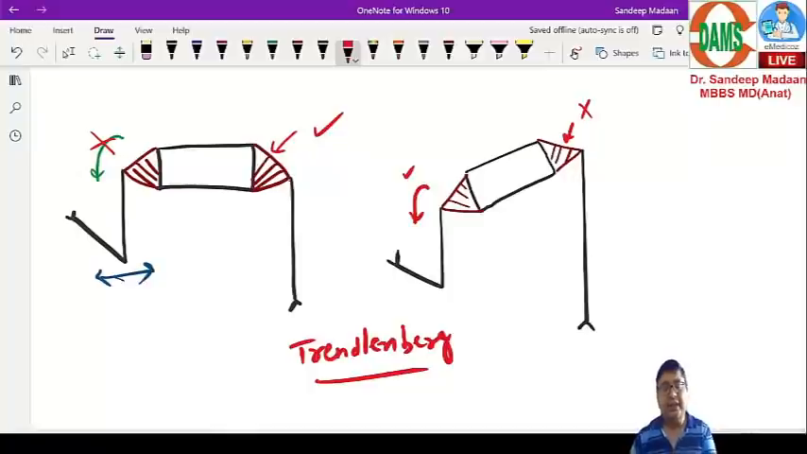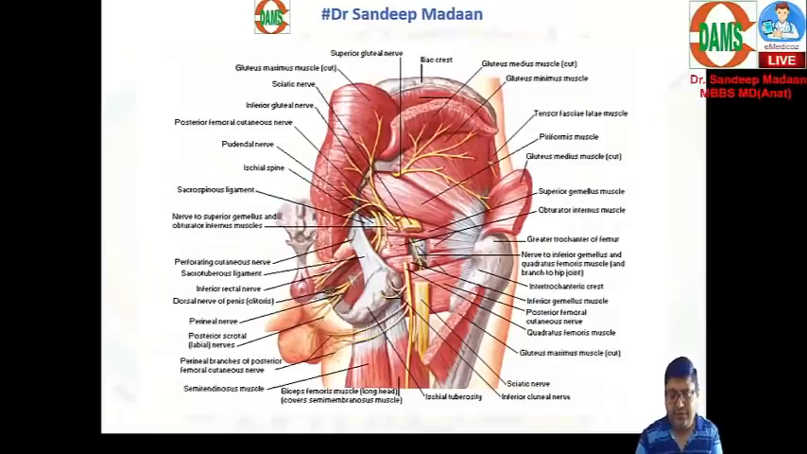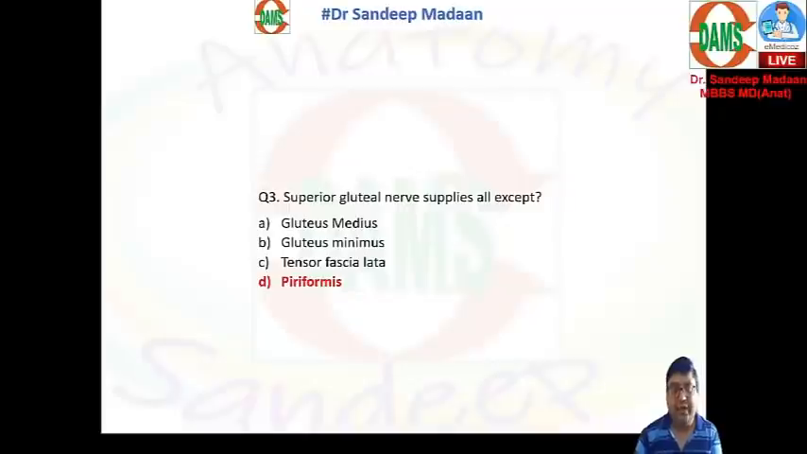In this part, the gaits are also important. If it is a unilateral gait, it is lurching, but if it is a bilateral gait, it is waddling. Okay, so this is all about this anatomy. And now we have already discussed, the answer was piriformis, right? So I hope every part is clear up to this. Let us move on to the next question.